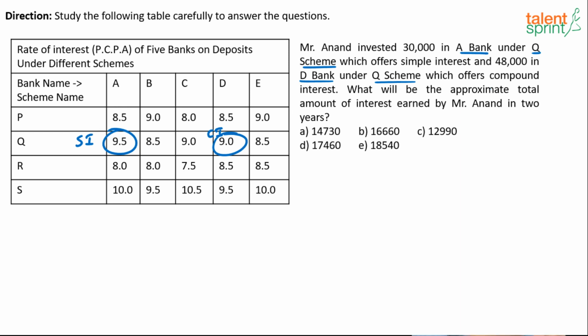Now the time period is 2 years for both the cases. Here the time period is equal to 2 years. You don't have to write this in the exam. I'm just trying to explain it, so putting it on paper here. And the principal amount is 30k.